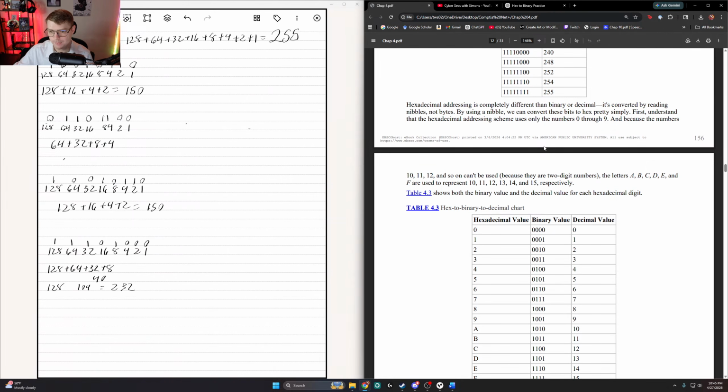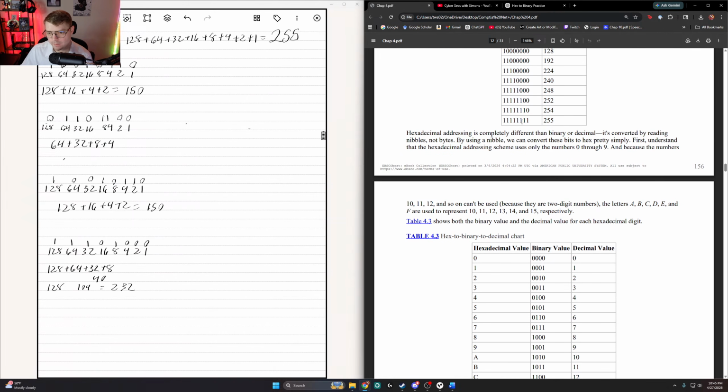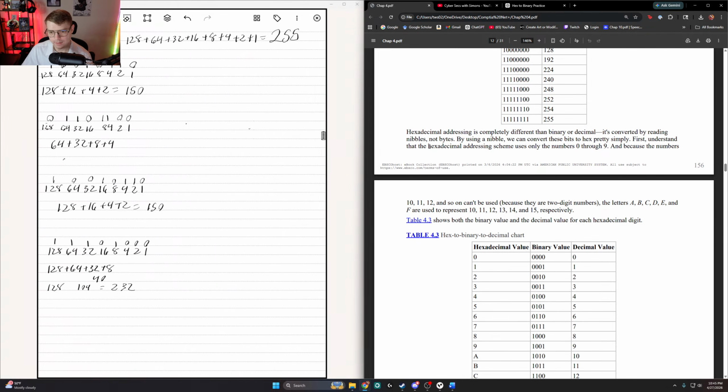All right. So the next thing we're going to move on to is hexadecimal addressing. Hexadecimal addressing is completely different than binary or decimal. It's converted by reading nibbles, not bytes. By using a nibble, we can convert these bits to hex pretty simply.